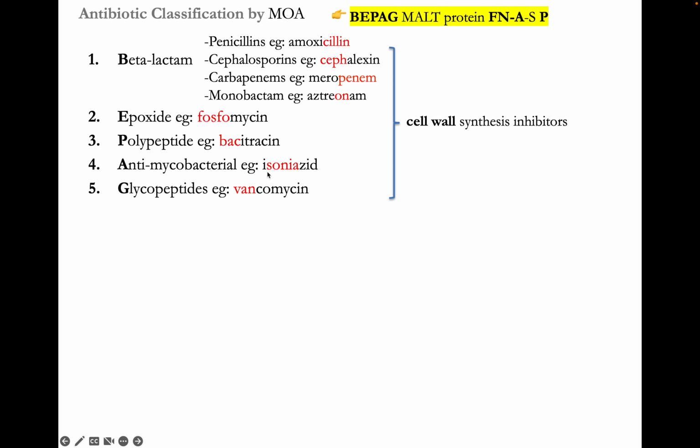Antimycobacterial, these are tuberculosis drugs. Isoniazid, that's a super drug. Sonia, that's how I remember. Isoniazid is a drug which kills bacteria, that is bactericidal. Glycopeptide, example, vancomycin. Glycopeptides are very large molecules. These are large glucose and protein connected molecules. They are so huge that they can get into only gram positive bacteria, not gram negative, because they cannot pass through gram negative bacteria. Okay, anyway, all these are cell wall synthesis inhibitors.